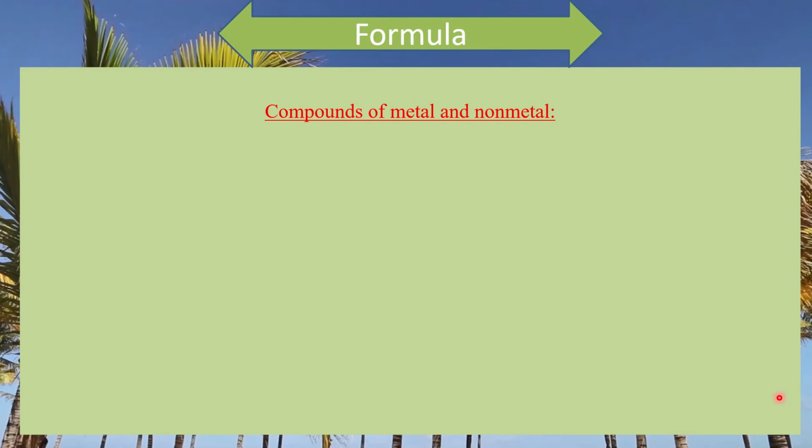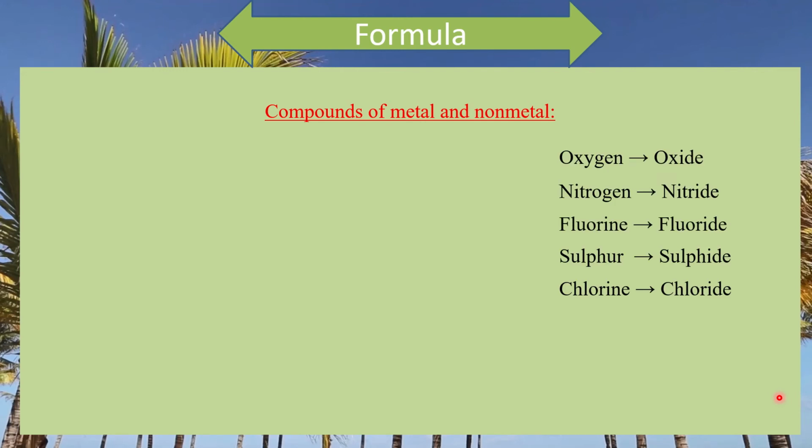But when you tell the name of the compound, then what will you tell? Sodium chloride, not sodium chlorine. That means when you pronounce the compounds of metal and non-metal, then the non-metal will be pronounced in a different way. For example, here oxygen, when it makes compound with any metal, then it will be pronounced as oxide.